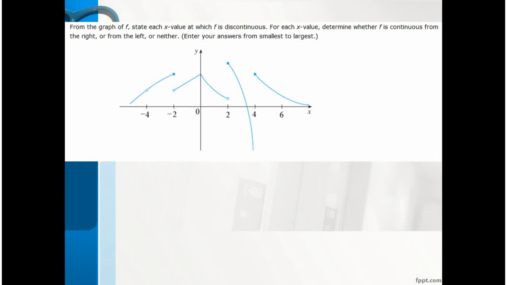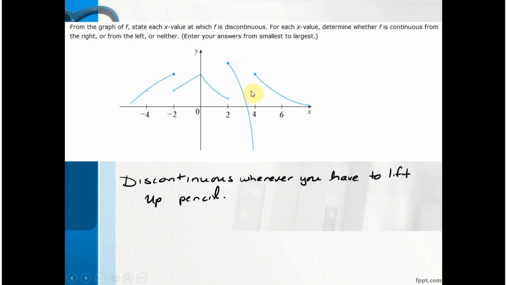So in this problem, you were asked to find the x values where f is discontinuous. That is exactly the x values where there's a jump in the graph, or if you had to pick up the pencil to draw it. If you kept drawing, you'd have to pick up your pencil right here at -4. That's not really a hole, it's a gap, but we draw it as a hole so that you know there's a gap there. The second gap is right here at -2, so that's the second discontinuity. Then we have a jump again at 2, and then another discontinuity here at 4. So wherever you have to lift up the pencil as you're drawing it, that's the x value where it's discontinuous.